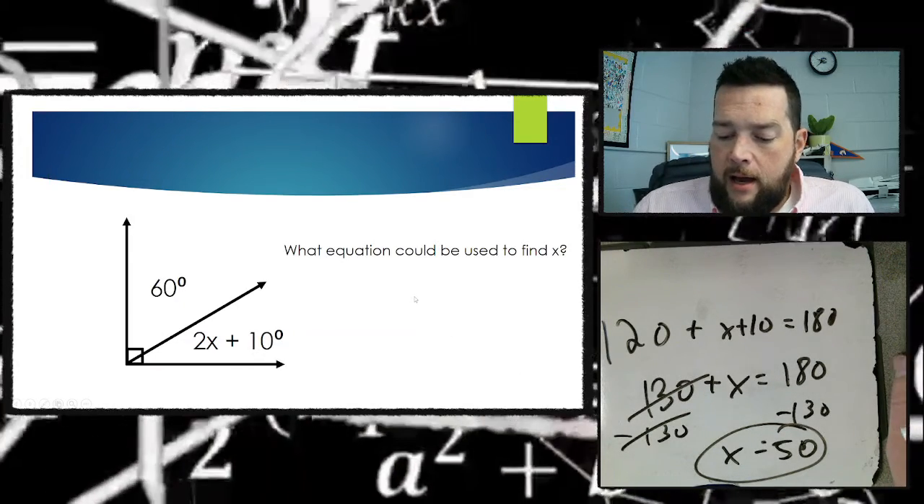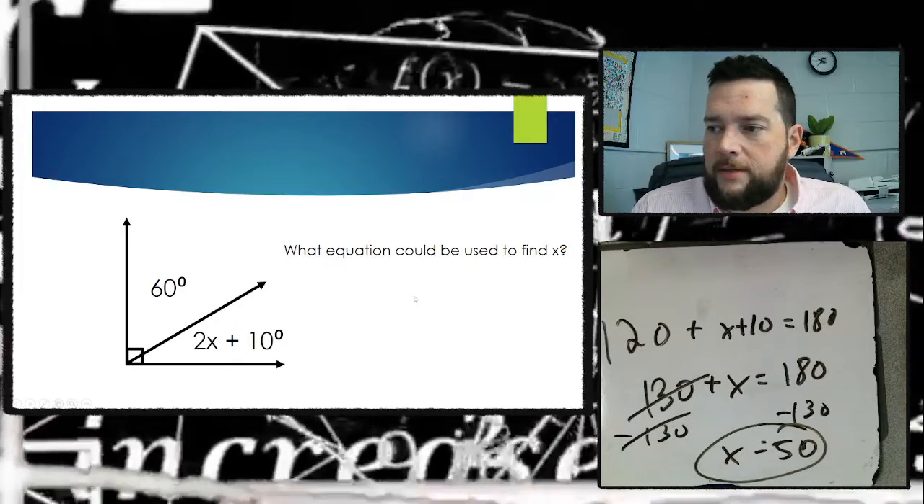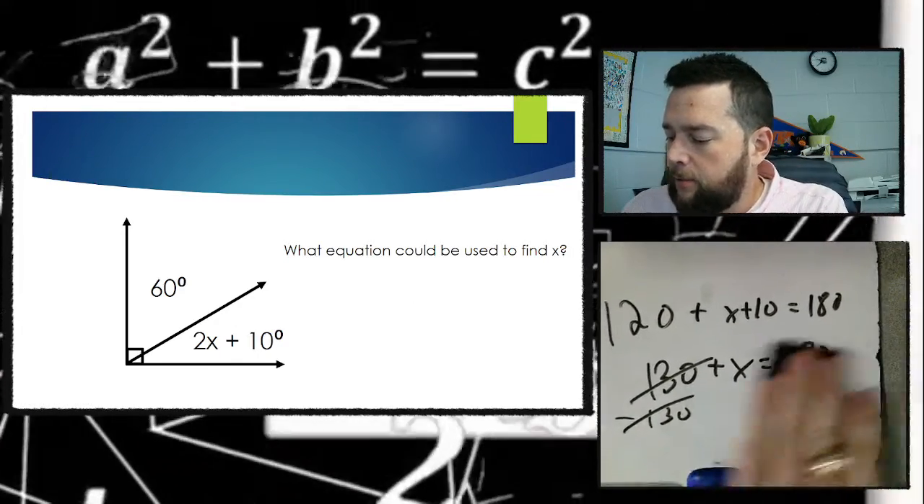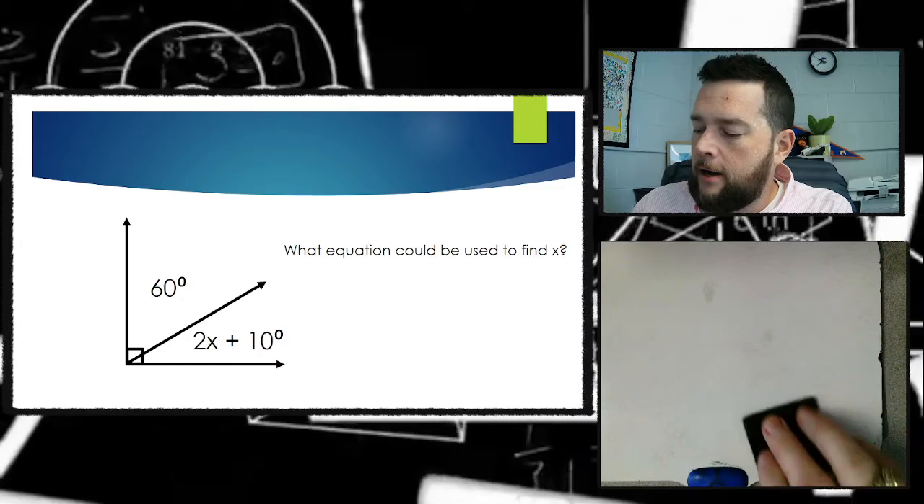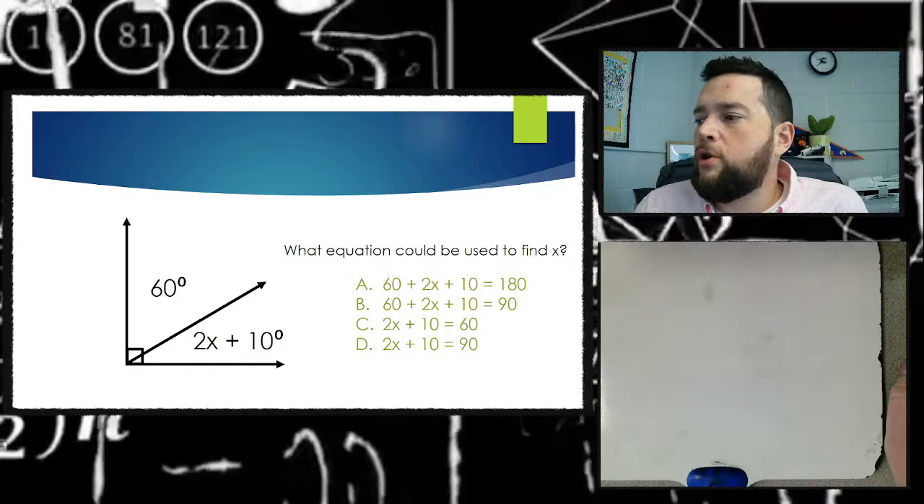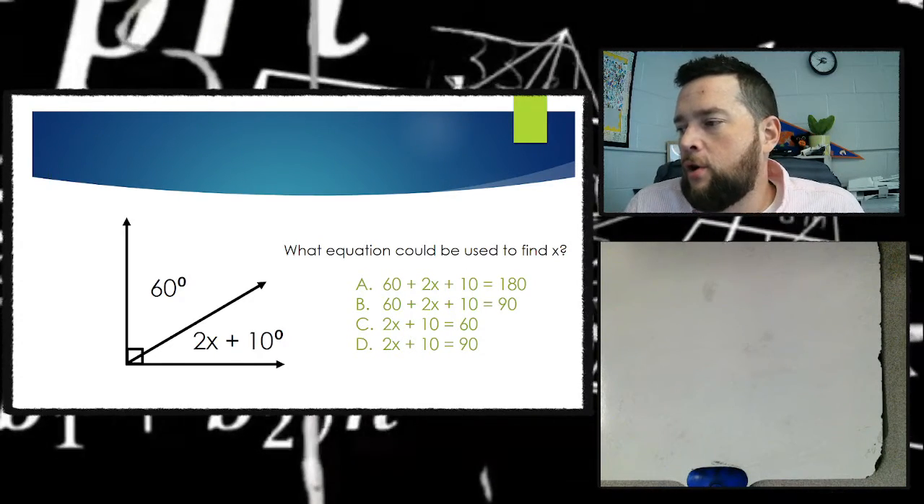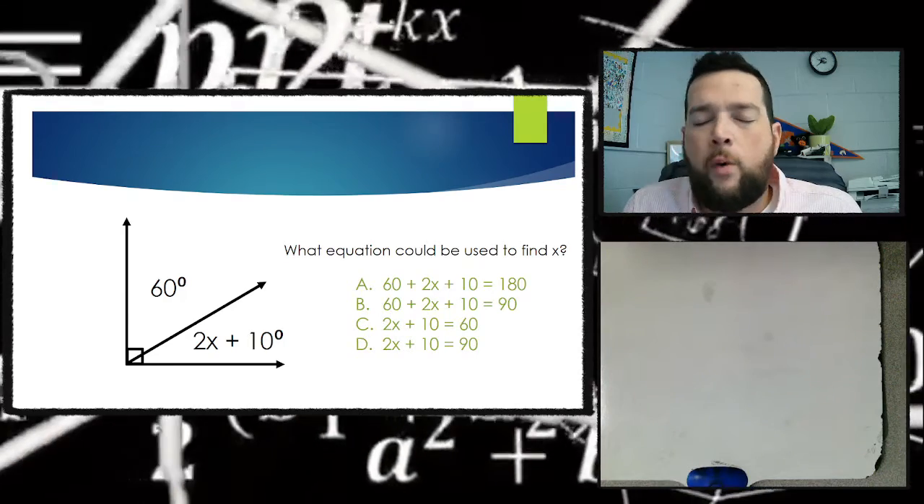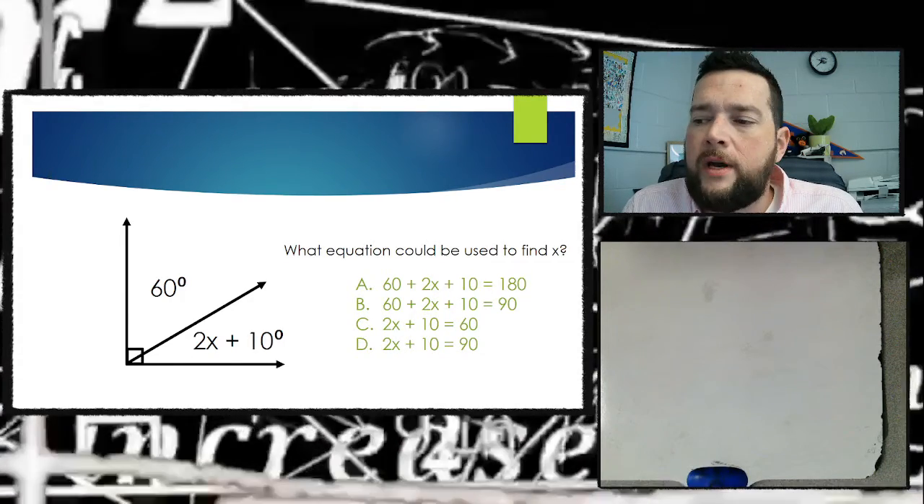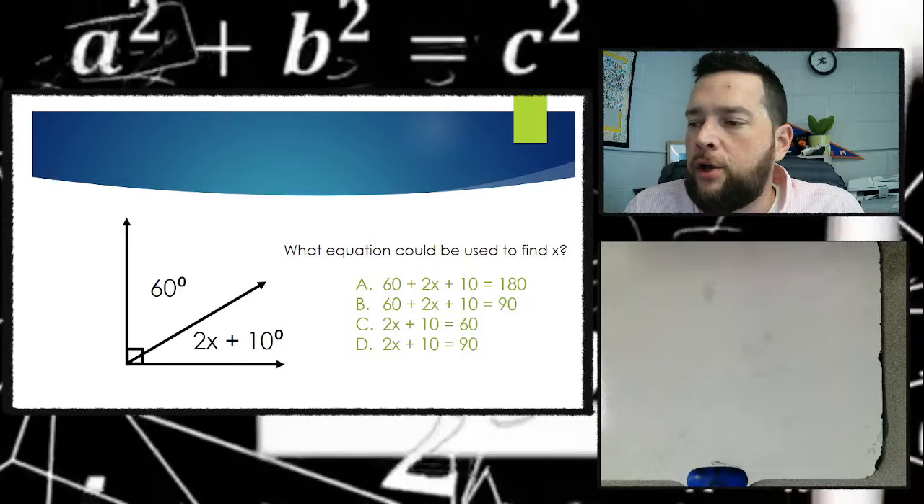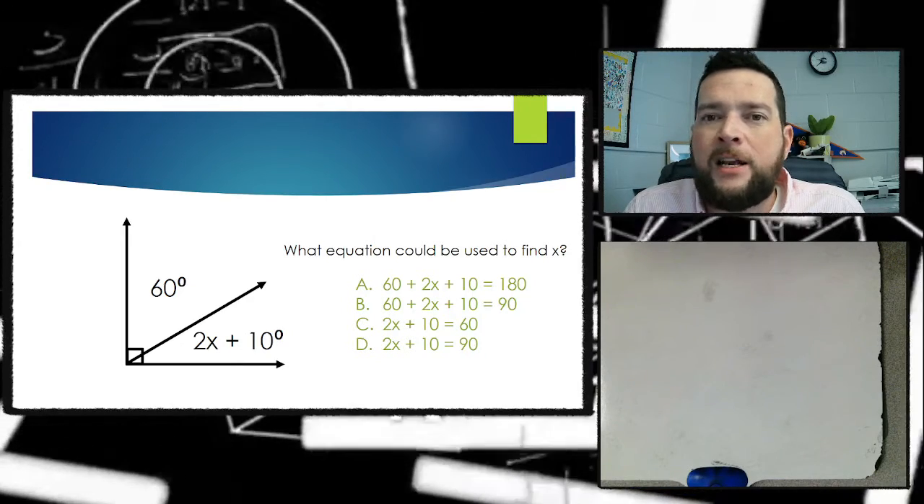All right, I said I had 2 more problems. I had these last little bits, maybe just extra questions. What equation could be used to find x? When you've got a question like this, what's the big clue here? The big clue is the square on the perpendicular angle right there. That's going to be 90 degrees.